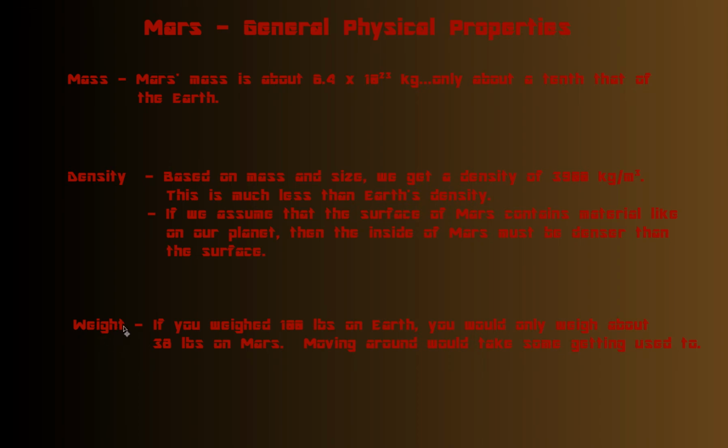In terms of weight, if you weighed 100 pounds on Earth, because of the smaller mass and the smaller radius of Mars, you would weigh roughly 38 pounds on Mars. And so what that means is the gravity on Mars is weaker, and so moving around would be interesting. It would take some getting used to. Pretty much anyone could probably dunk a basketball in a 10-foot hoop, but we don't really have any sort of reference point as to what it might be like to weigh this much, but we do have something sort of close.